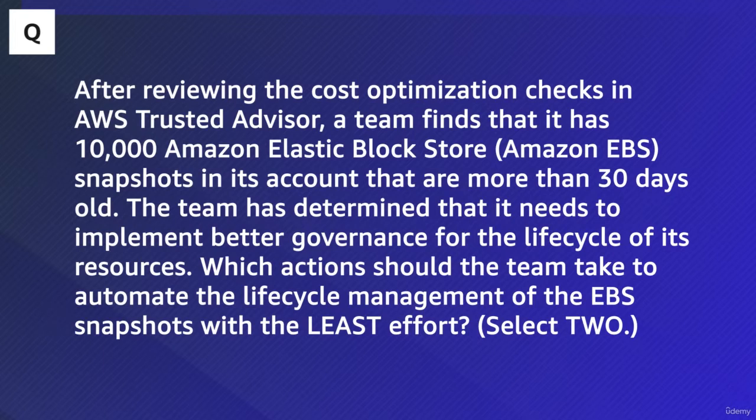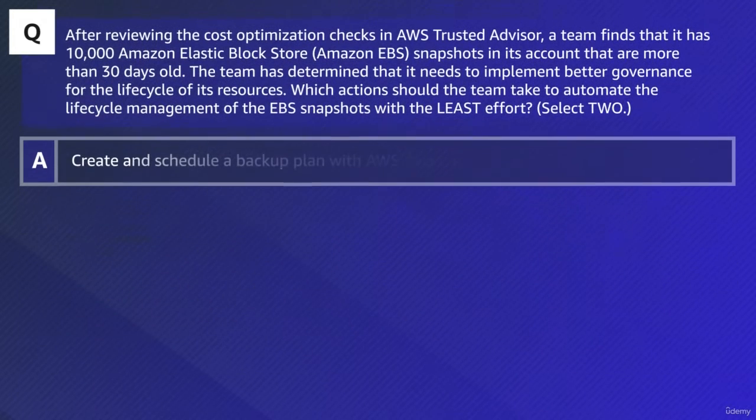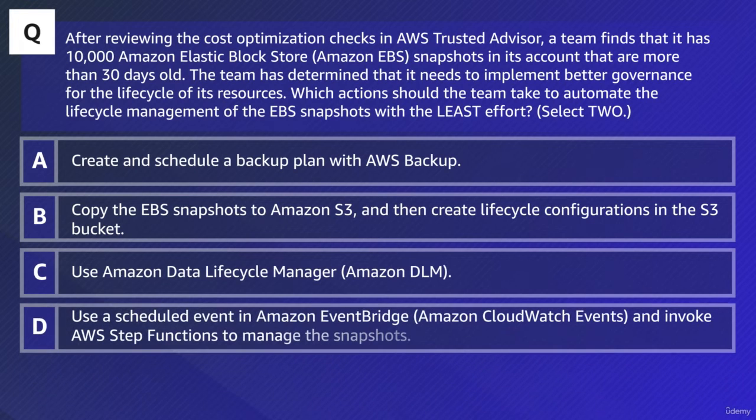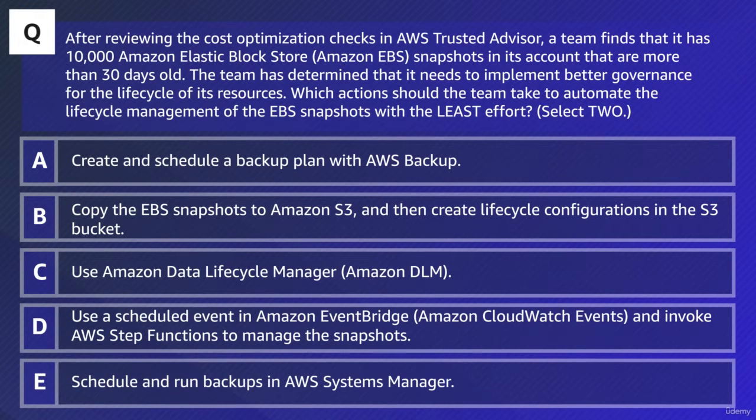Okay, now let's take a look at the responses. First is A, create and schedule a backup plan with AWS Backup. B, copy the EBS snapshots to Amazon S3 and then create lifecycle configurations in the S3 bucket. C, use Amazon Data Lifecycle Manager. D, use scheduled event in Amazon EventBridge and invoke AWS Step Functions to manage the snapshots. And E, schedule and run backups in AWS Systems Manager. We will now take a pause for you to select an answer.